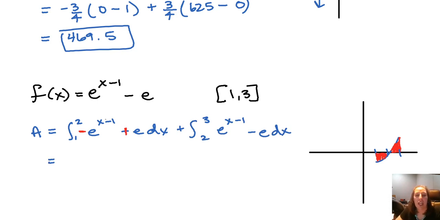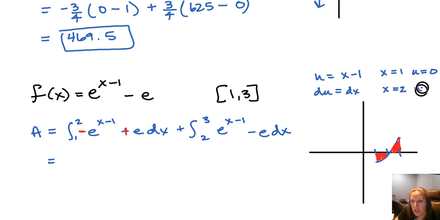And the integral of e to the x minus 1, that one technically is a substitution there. We would let u be x minus 1, and so du would be dx. If x is equal to 1, our u is 1 minus 1, which equals 0. If x is equal to 2, we would have 2 minus 1, which is 1. So this integral is going to become the integral from 0 to 1 of negative e to the u plus e du.